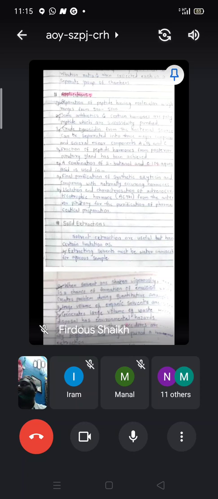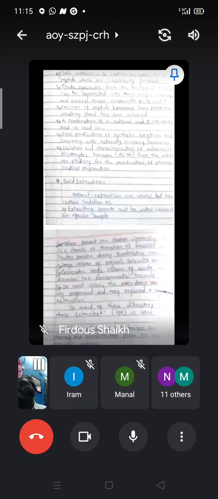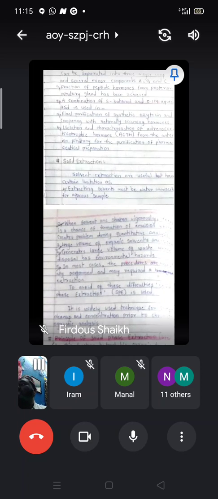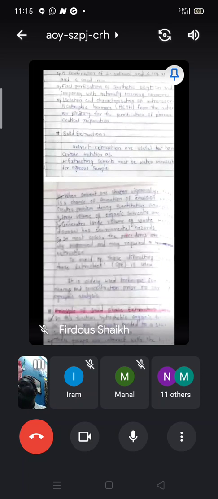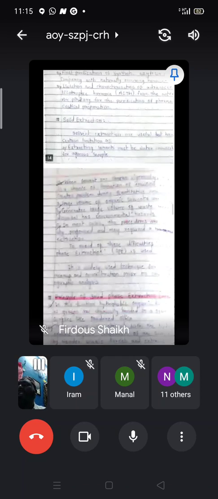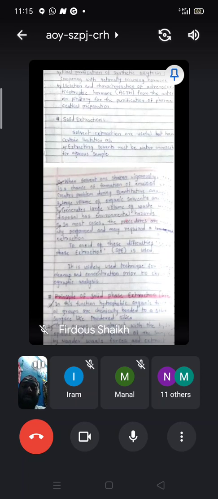The extracting solvent must be water immiscible for an aqueous sample. When the solvents are shaken vigorously, there is a chance of formation of emulsion, which creates problems during quantitative analysis. Large volumes of the organic phase solvents are required, which generates a large volume of waste, hence disposal has environmental hazards. These are the many drawbacks or limitations of solvent extraction.